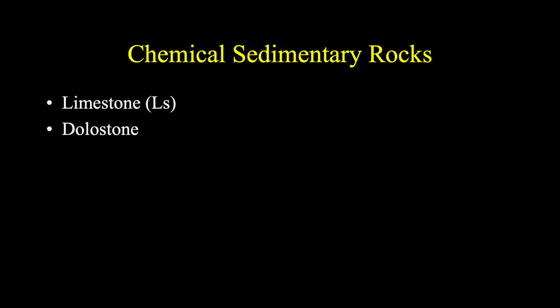Another common chemical rock is dolostone. This is made of the mineral dolomite. If you were in the lab, I believe you were exposed to it in one of the labs. Dolostone is made of the mineral dolomite, which is a calcium magnesium carbonate.